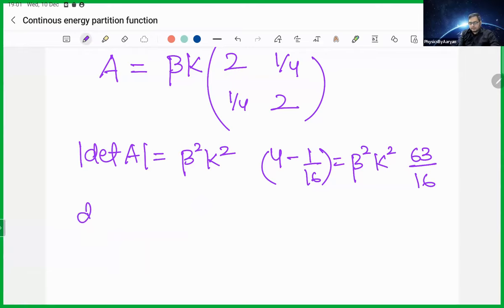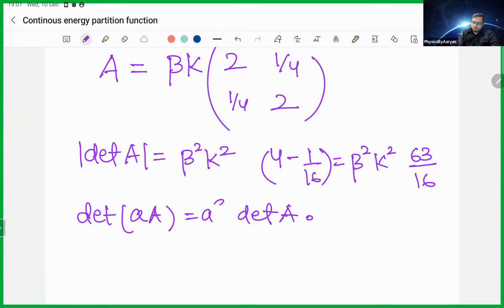What is the general property? The determinant of any constant times matrix A is given by a square into the determinant of A. If it is a 3 by 3 matrix, then it will be a cube into the determinant of A. In this case, it's a 2-dimensional matrix, so it is a square into the determinant of A. So basically, if you know the determinant of A, the determinant of this thing is 63 by 16.